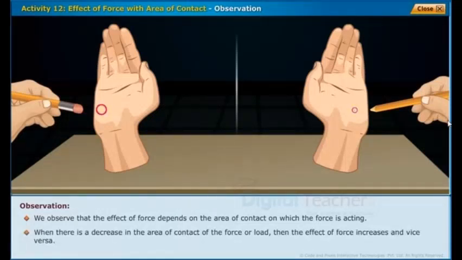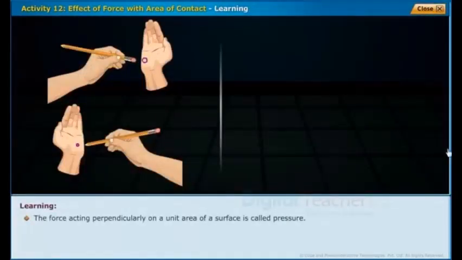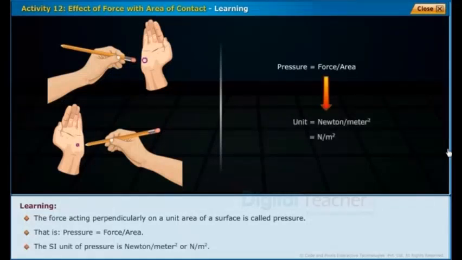When there is a decrease in the area of contact of the force or load, then the effect of force increases and vice versa. The force acting perpendicularly on a unit area of a surface is called pressure. Pressure is equal to force by area. The SI unit of pressure is Newton per meter square.